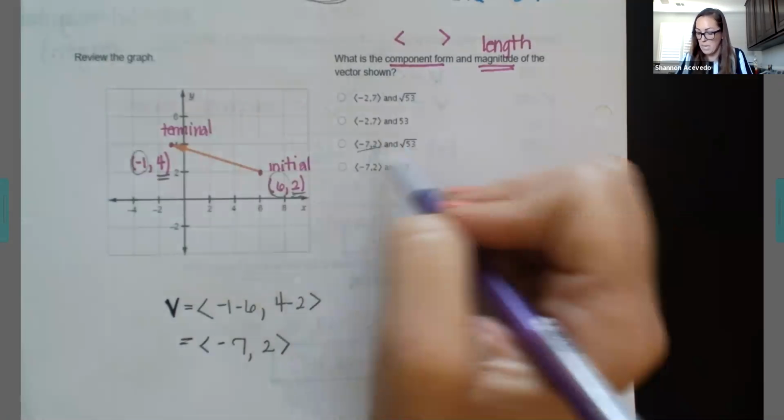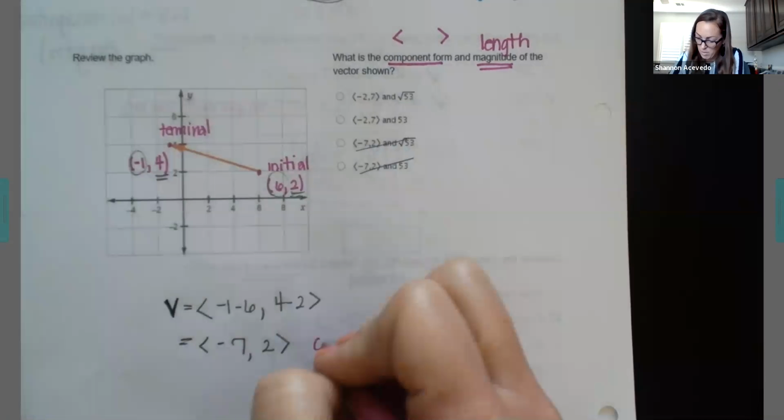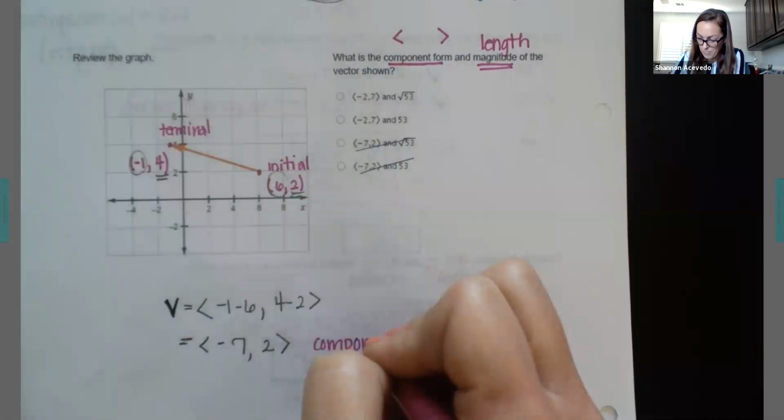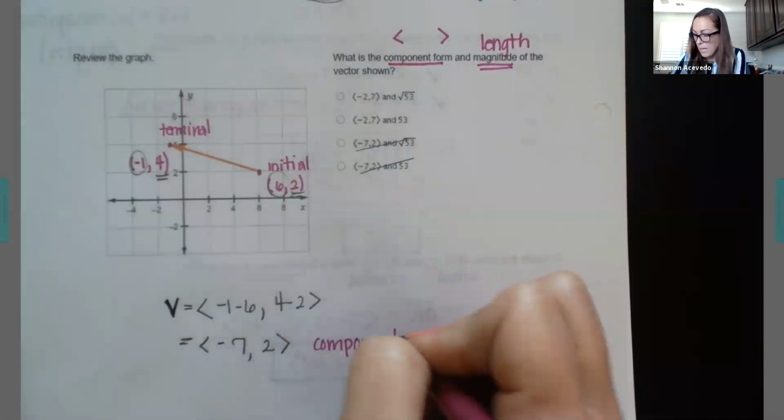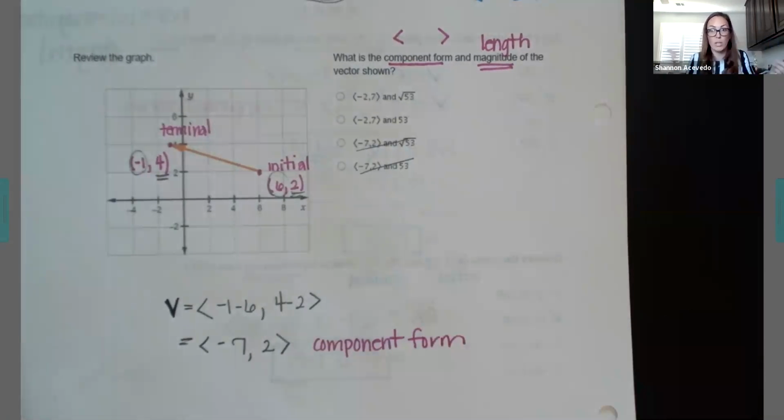Not going to be this as my answer. So again, this is my component form. I like to write this stuff down for you guys because I think the more that you see, the more that you start to correlate the vocab with the way the notation is.